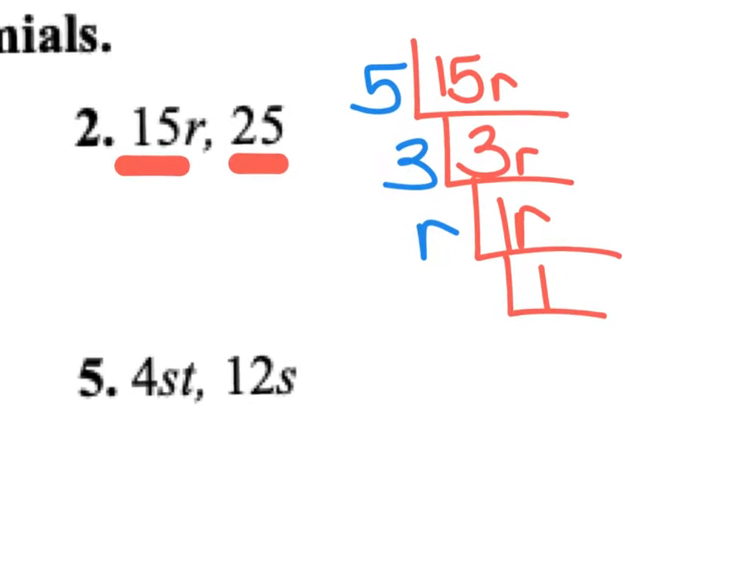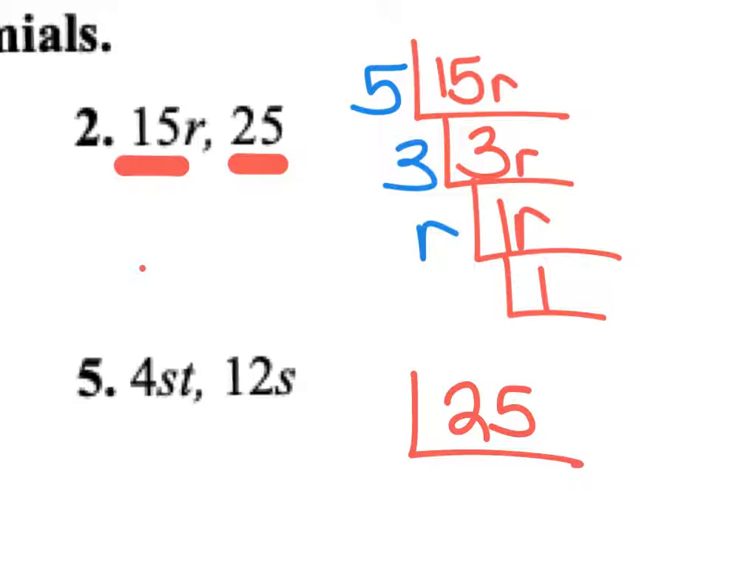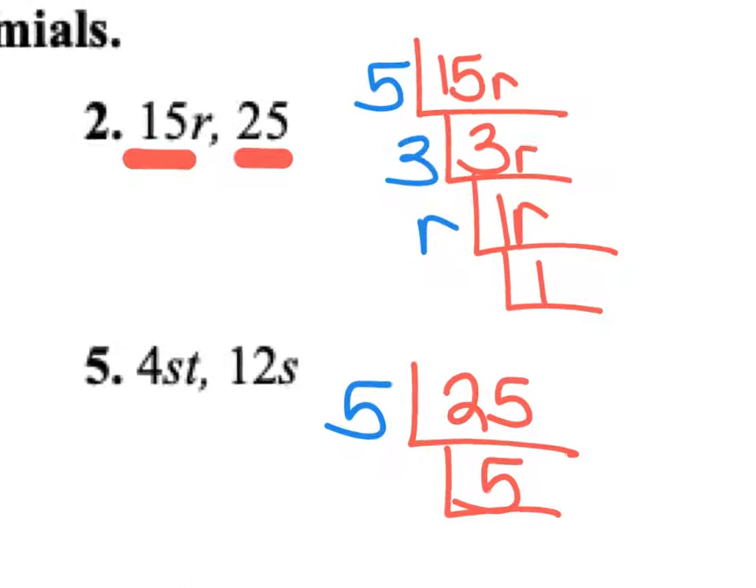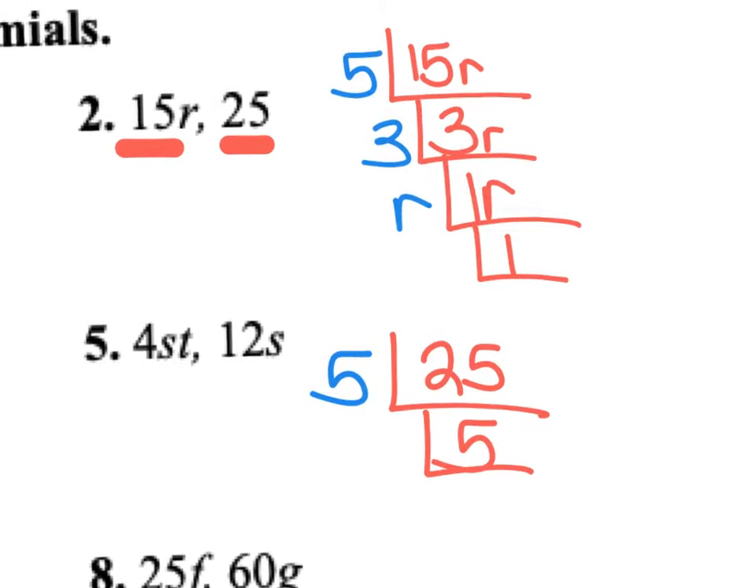Now I'm going to do 25. That's my second term. So I'm going to put my 25 inside my house. I know that I can take out 5, or divide out 5, that's a factor. 25 divided by 5 is 5. And out of the 5, I can take out another 5. 5 divided by 5 is 1. Again, I want to have 1 at the very bottom. So my greatest common factor is 5.